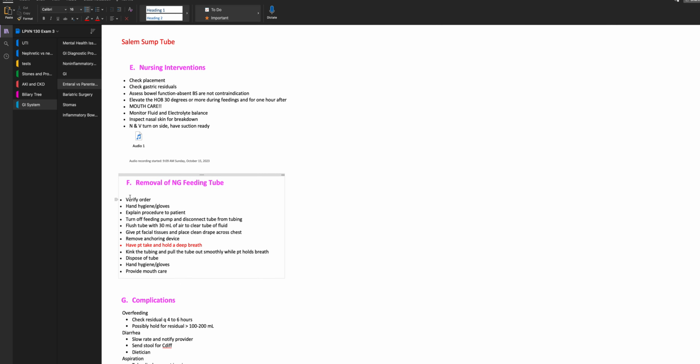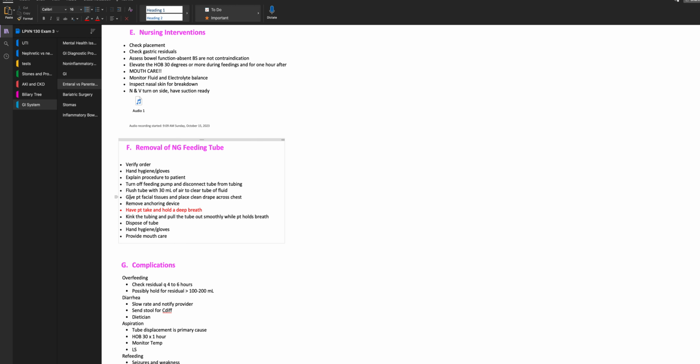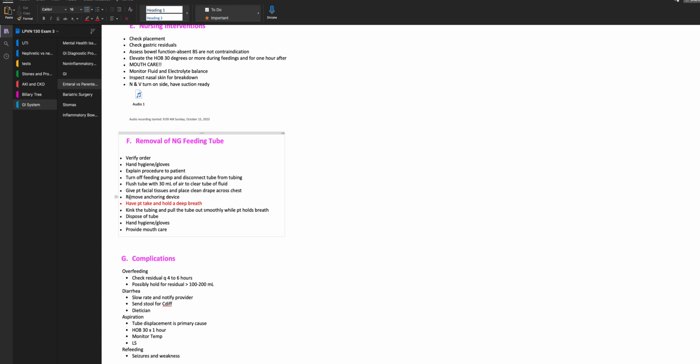Some complications. So overfeeding is a complication. So what you would do is check the residuals every 4 to 6 hours, depending on what your facility says. Possibly hold for a residual of greater than 100 to 200 mLs. I would definitely hold it because that's a lot to have a residual that much. That means there's something like the bowels aren't moving. You don't want your patient to aspirate.